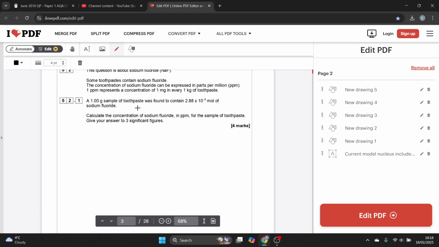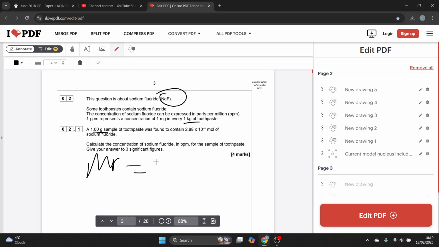So I'm going to convert this gram into kilogram by dividing by 1000. Grams to kilogram, divided by 1000. Actually, no, first thing I have to do is find out the Mr of sodium fluoride, because the question is all about sodium fluoride. So the Mr is 42.0.